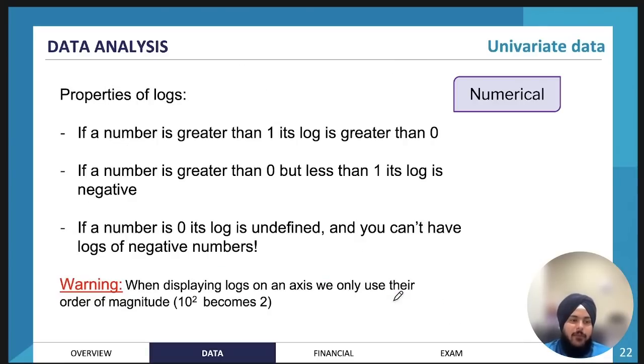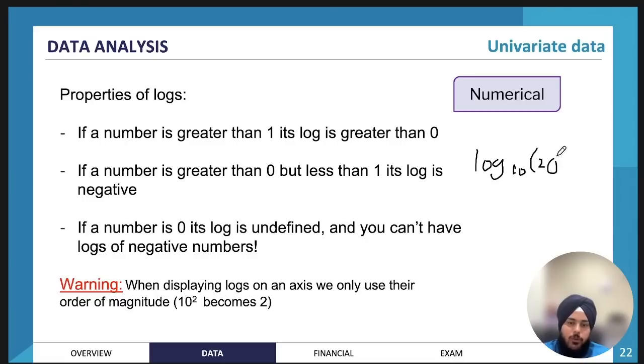So, if a number is greater than 1, its log is going to be greater than 0. Another property of log is that if a number is greater than 0 but less than 1, its log is negative. And if a number is 0, its log is undefined. So log is always going to be of the number inside the log. So when we're saying log of 20, we're usually representing the number inside.